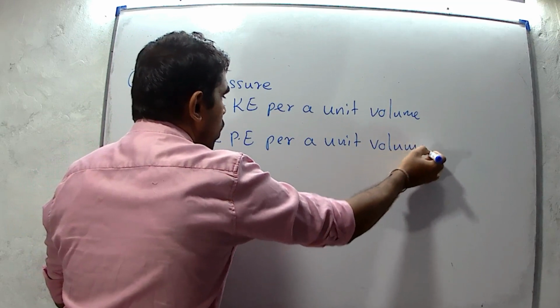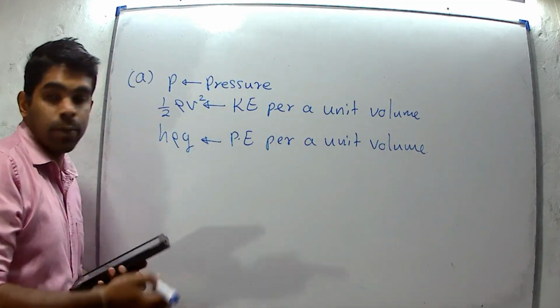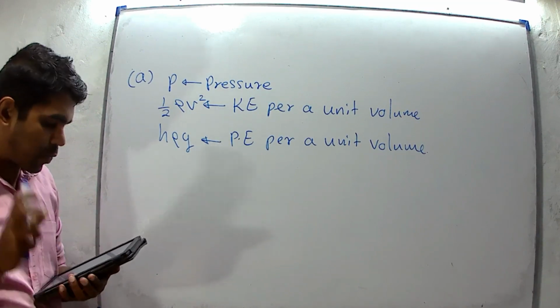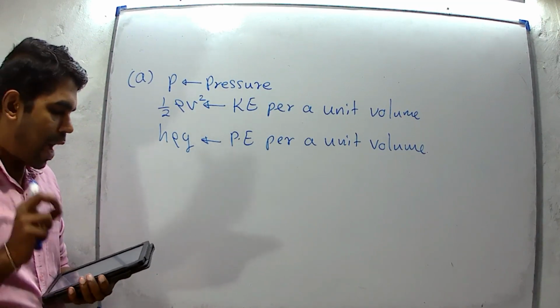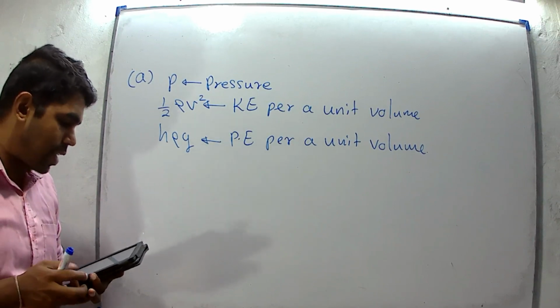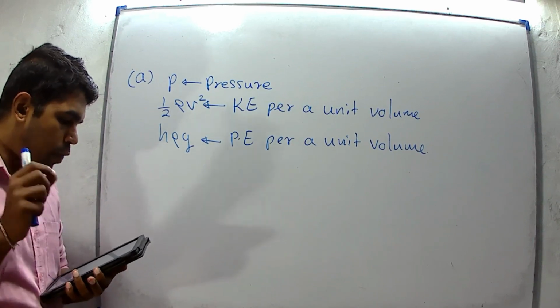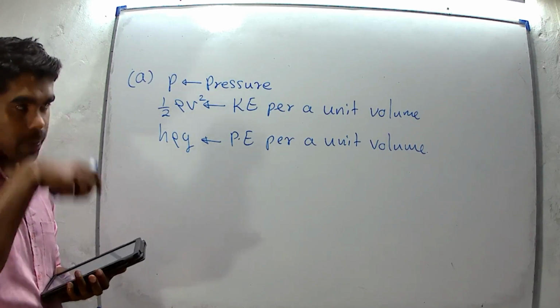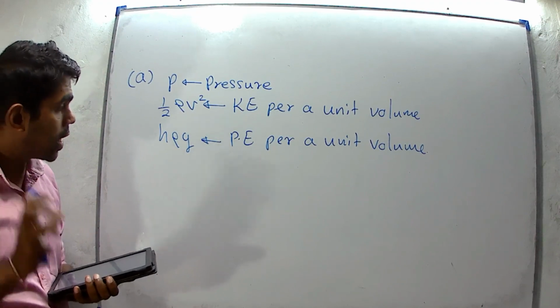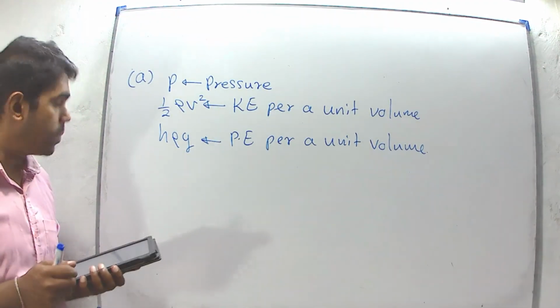You have to write only these three terms, because when identifying terms of an equation, we have to consider that there are only three terms on the left-hand side. P, rho, V, h are not terms. The terms are P, half rho V squared is the second term, and h rho g is the third term.